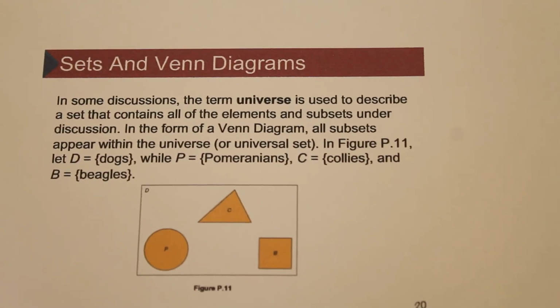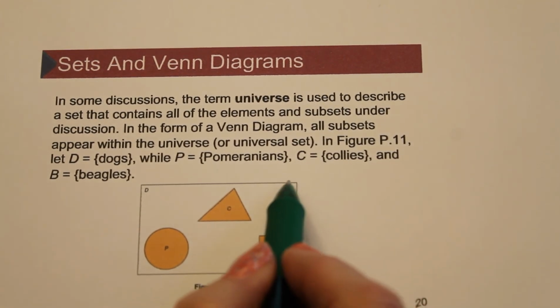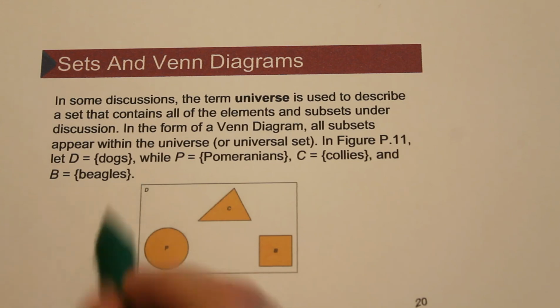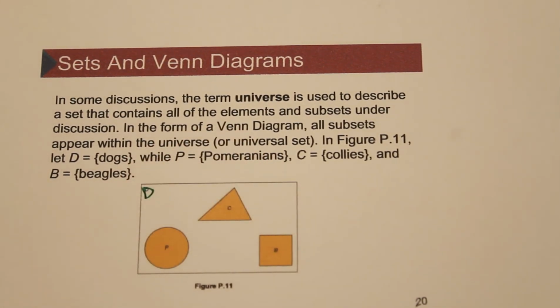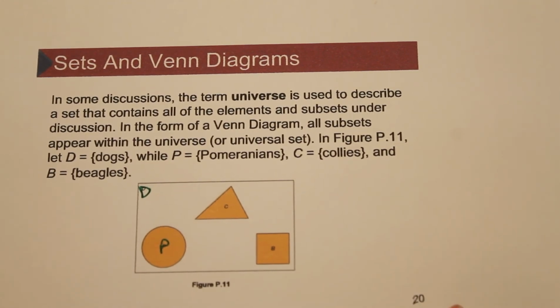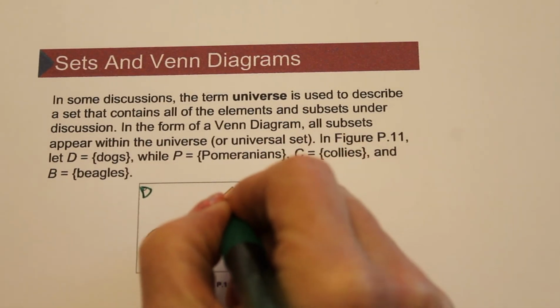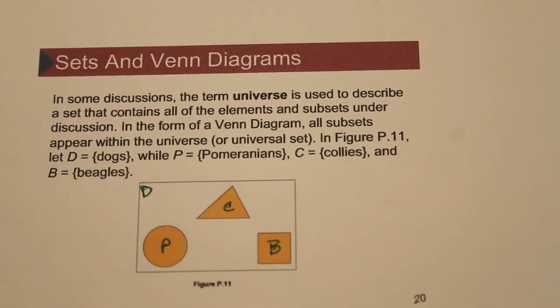All right, let's look again at some diagrams here. The term universe describes all the sets that contain all the elements and all the subsets that you're going to consider. We usually draw a box around our universe. Here, we're going to say the universe is all the dogs. Here we have subset P, that might be all your Pomeranians. Here's my subset C, those are all your collies. Here's subset B, those are all your beagles.